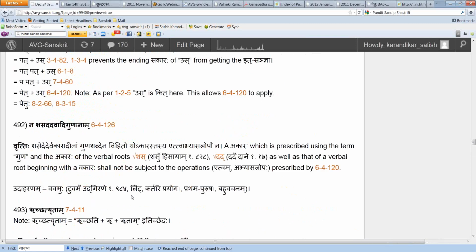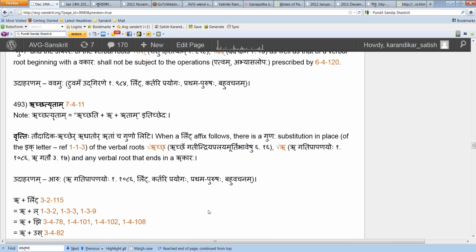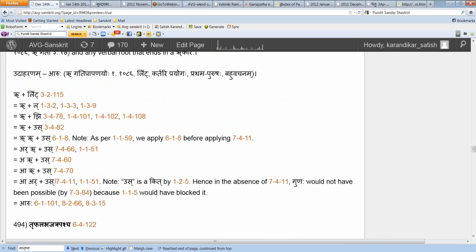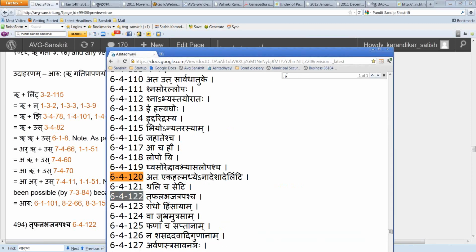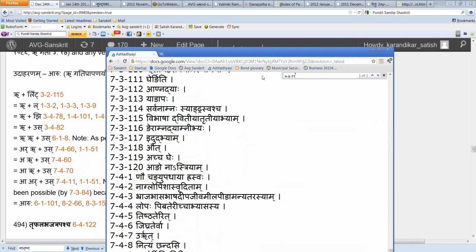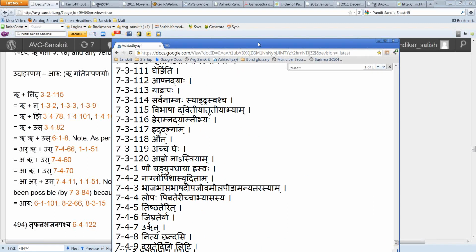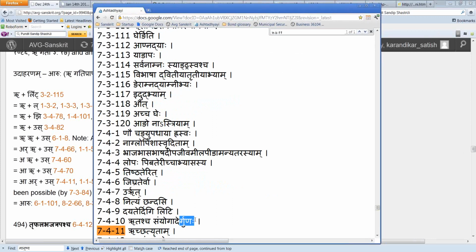Because we just learned that 6-4-126 says na sasad-dadavadi-gunanam. Guna shabdena vihitaha, vihito yo akaraha, tasya etvam abhyasa-lopo na bhavataha. In the case of tru, we did a guna adesha by ruti ca tyaru tam. And that sutra, if you look at 7-4-11, has the anuvritti of guna coming into it. By 7-4-11, ruti ca tyaru tam, anuvritti of guna, sanyogadir guna. So that akara will not qualify for 6-4-120.